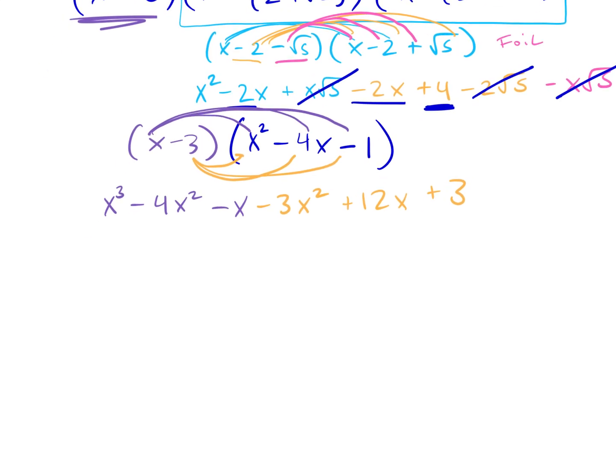And then from here, we want to combine our like terms. So x to the third power. I'm going to combine my x squareds. So it's negative 4x squared minus 3x squared. Negative 7x squared. What's negative x plus 12x? Plus 11x. And then plus 3. So this is my answer.